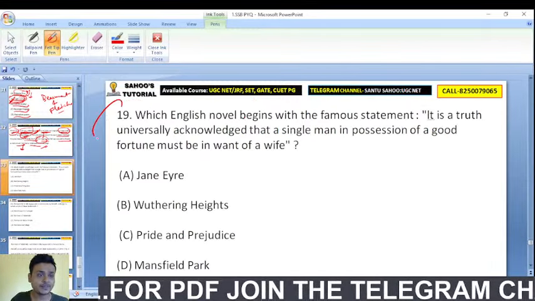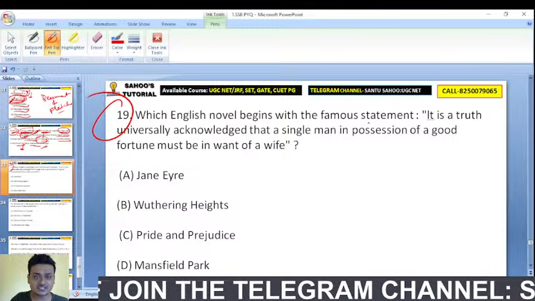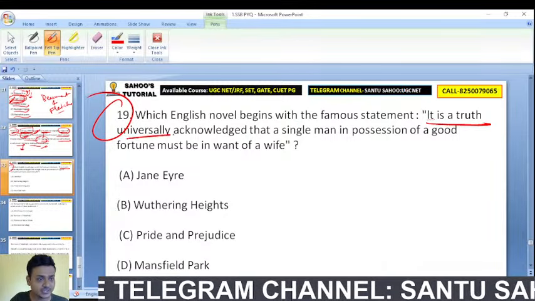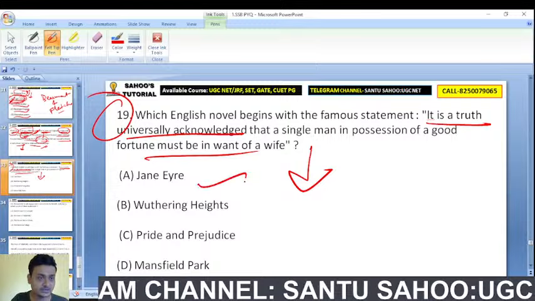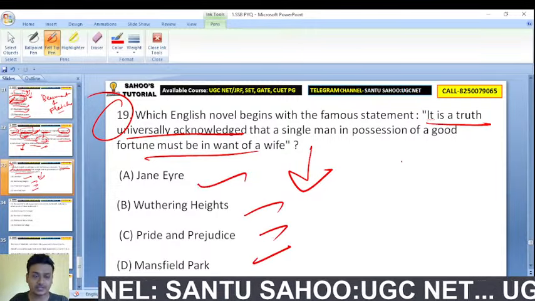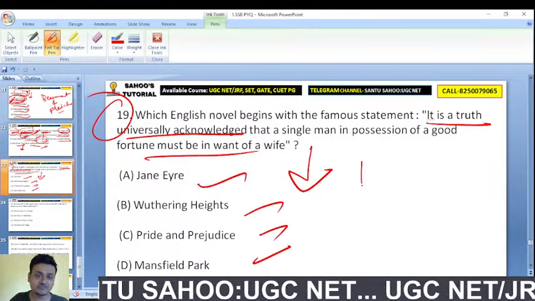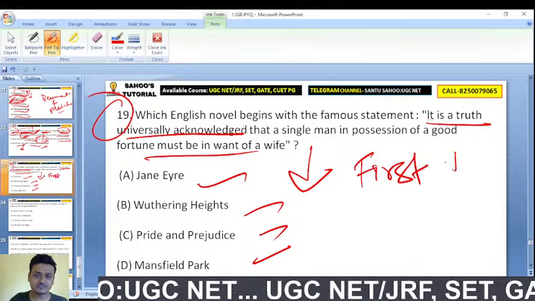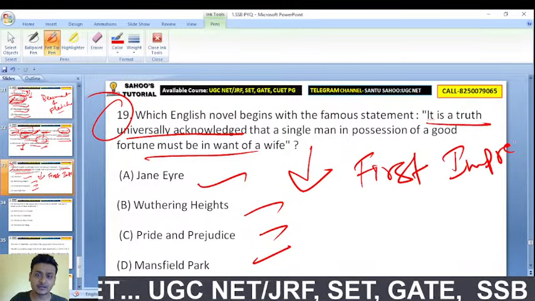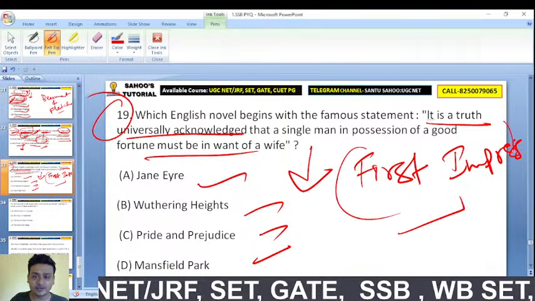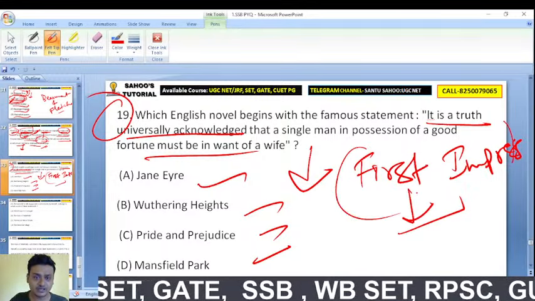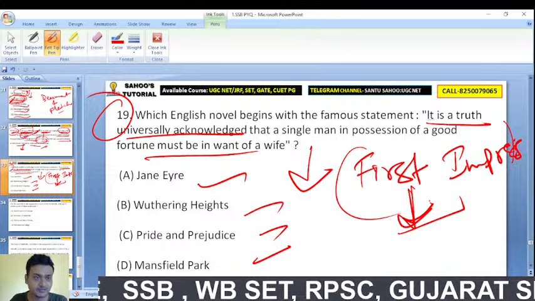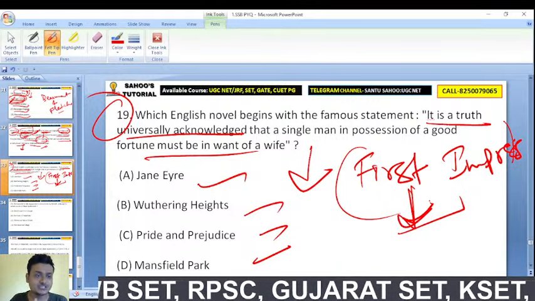Which English novel begins with a famous statement? It is very easy to answer quickly. Pride and Prejudice. The first title was actually First Impressions. You should remember that Pride and Prejudice was first published as First Impressions, the first title of this work.